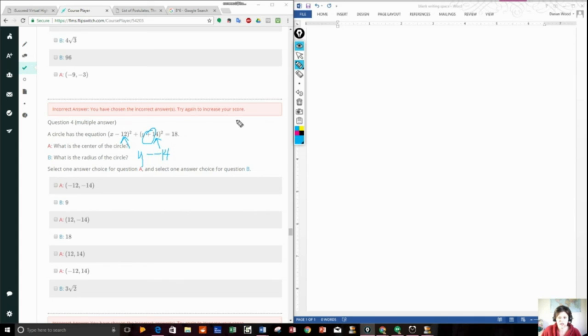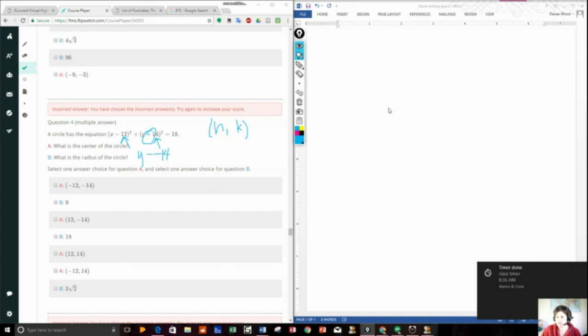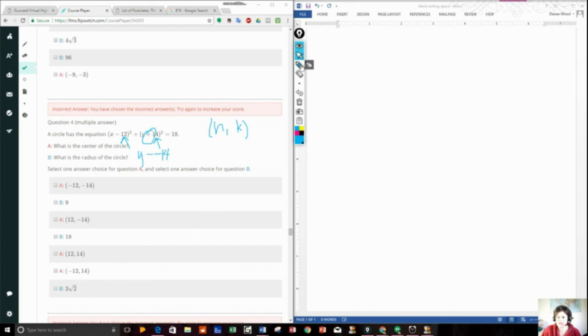So our k, h, k, so our k has to be negative 14. And the h, since this sign is negative, that's how it is in the generic equation, so I know that that's 12. So there's our h, k, so 12, negative 14.